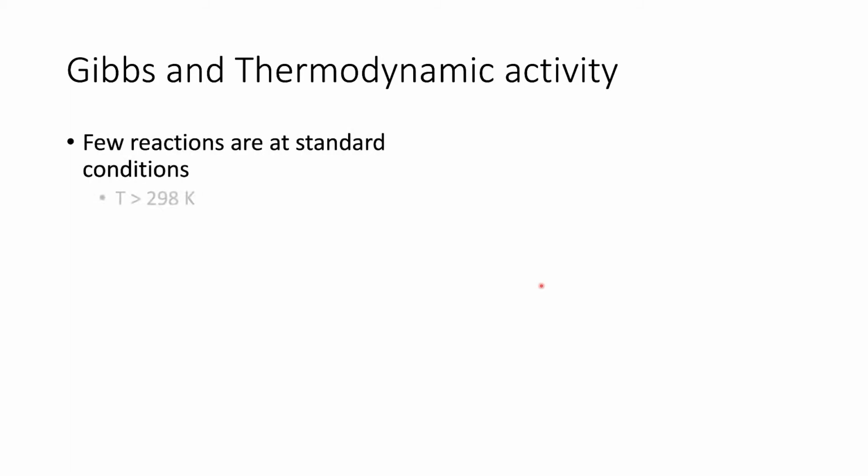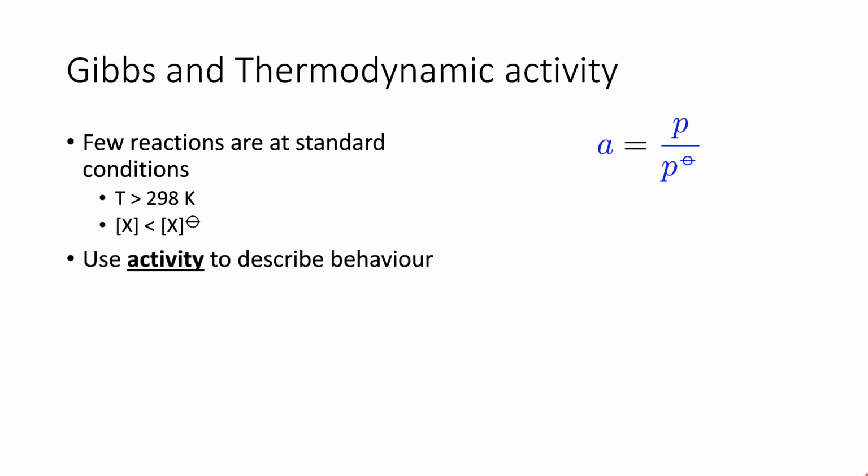When we think of the behavior of the Gibbs energy, remember that we do very few reactions at standard conditions. Our temperatures are frequently considerably greater than 298 Kelvin, while our concentrations are usually smaller than the standard concentration. So what we want to think about is something called activity. And we use this activity to describe behavior. The activity can be thought of as the relative fraction of the pressure or the concentration relative to the ideal concentration or our standard concentration.